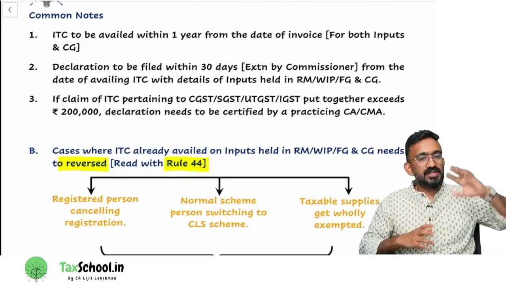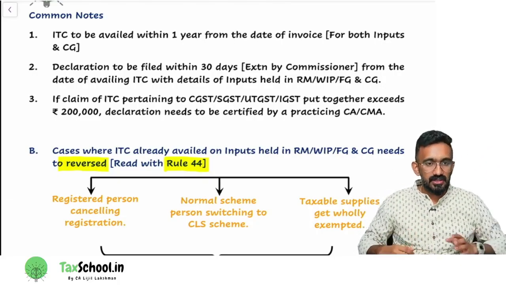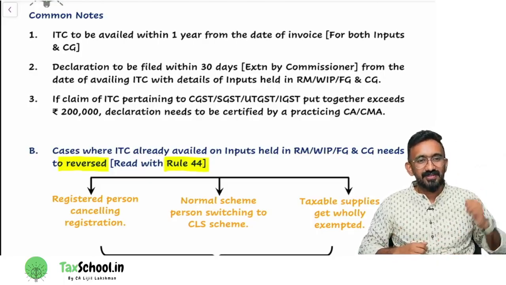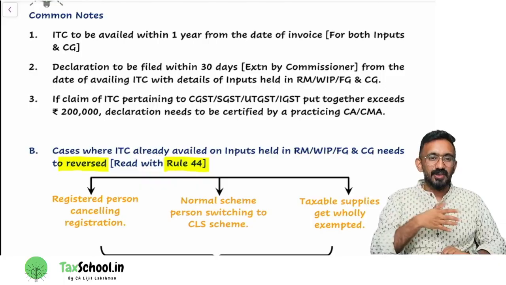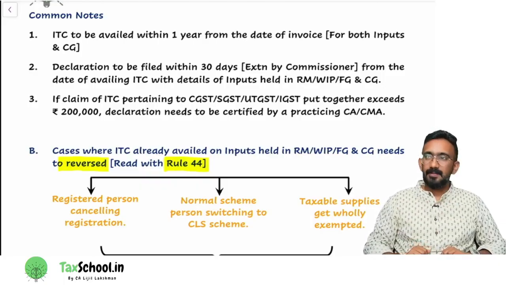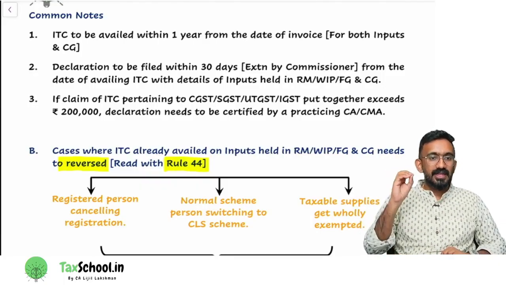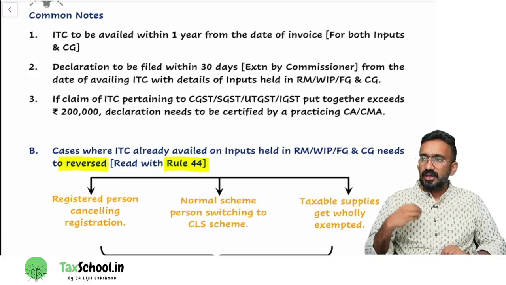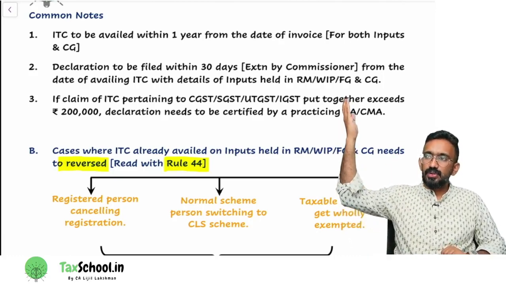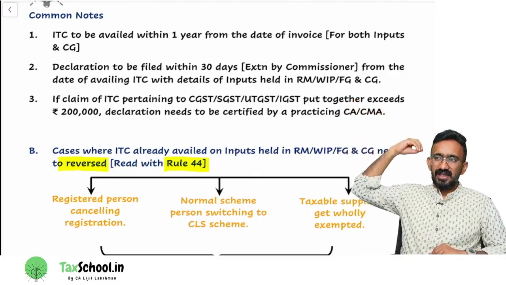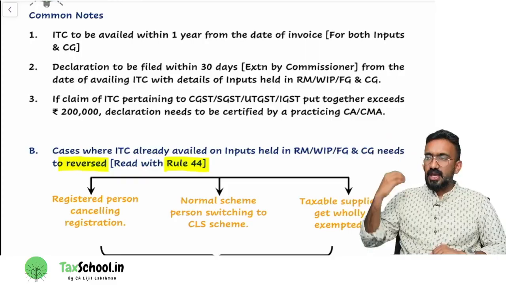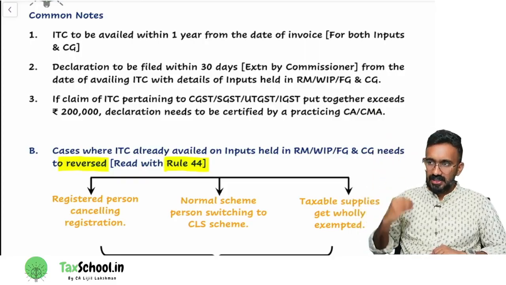Say I was unregistered for 5 years. Can I now go and claim ITC on the stock I purchased 5 years back? No, only in the last 1 year. Point number two, I have to give a declaration on how much stock I have. The declaration is to be filed within 30 days from the date of availing ITC, with the details of inputs held in raw material, work in progress, finished goods and capital goods.